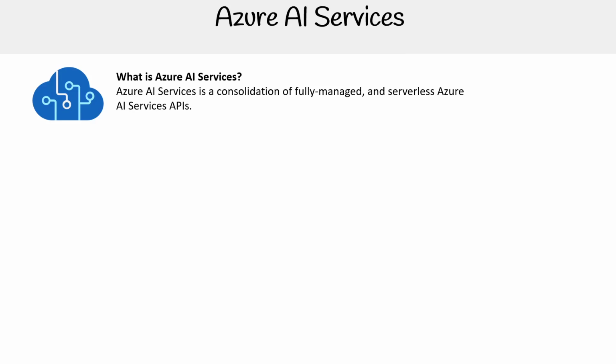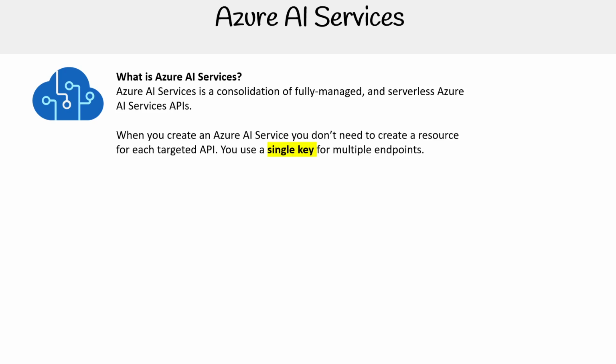So, what is it? Well, Azure AI Services is a consolidation of fully managed and serverless Azure AI Services APIs. When you create an Azure AI Services resource, you don't need to create a resource for each targeted API. You get a single key for multiple endpoints. That is the key thing I want you to remember: you get a single key. But you'll know that as we do the hands-on labs. You manage security, monitoring, and automation from one interface.